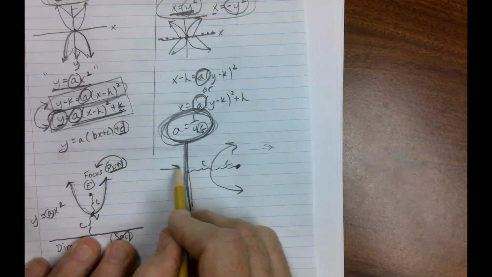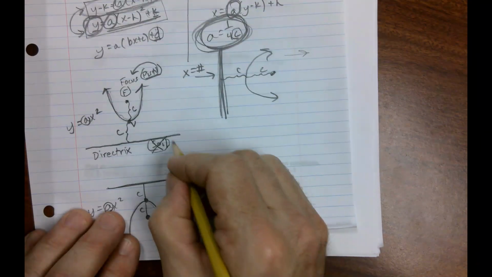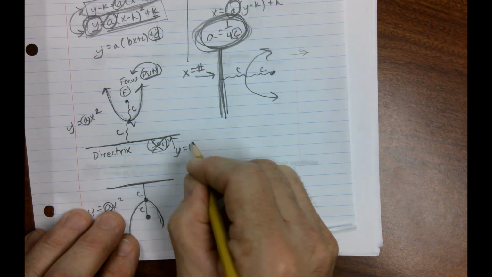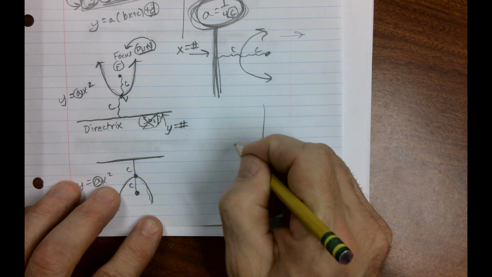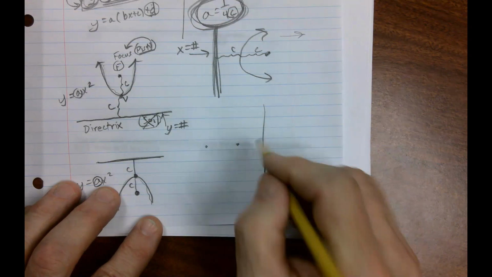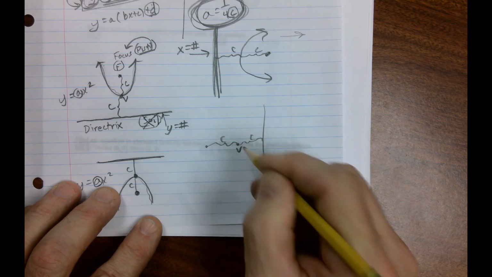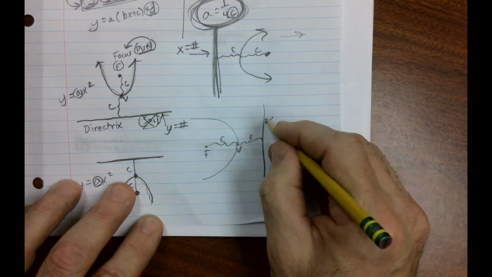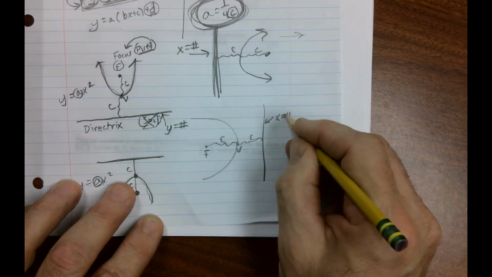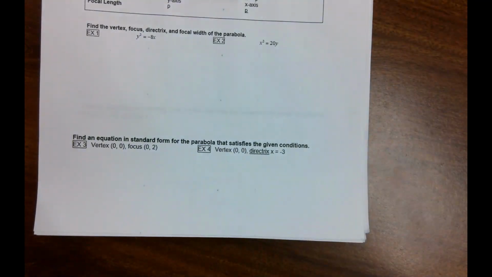Now remember, that's a vertical line, so that's going to be x equals some number. This is a horizontal line, so that's going to be y equals some number. And the final thing is vertex, focus. This is C. This is C. There's my vertex. There's my focus. It's going to go like this. And then that is an x equals some number. There's your warm-up. So let's dive in now.